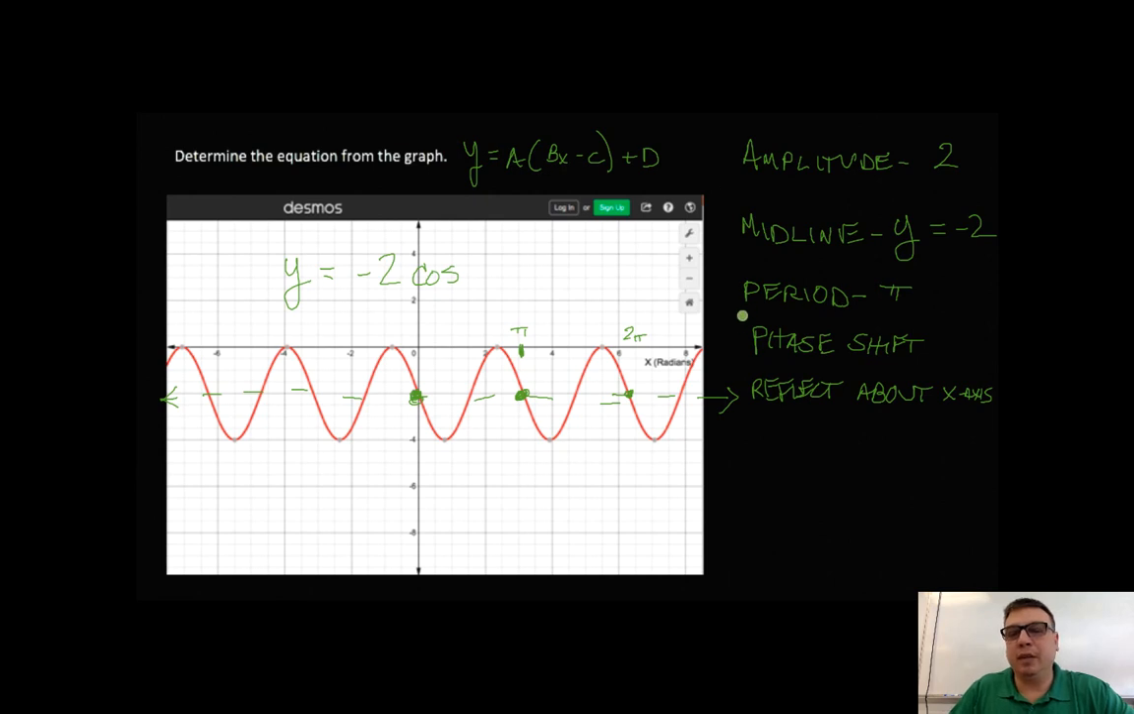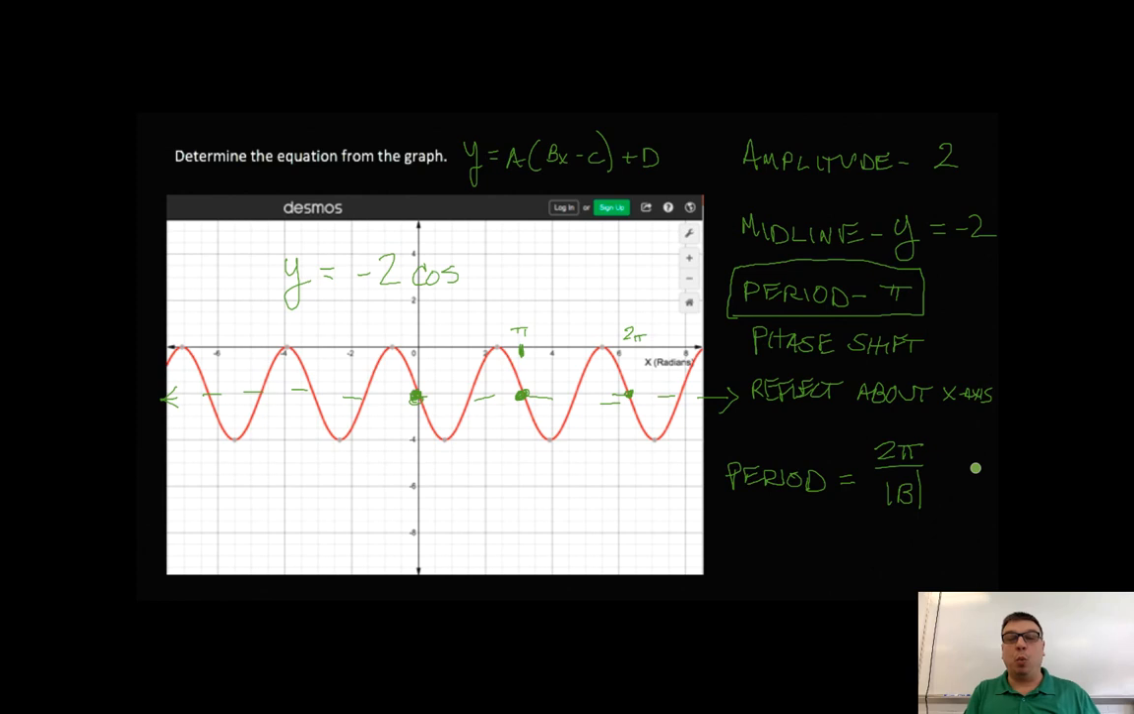But now, I notice that the period has changed. My period is going to be, the general equation for it, my period is equal to 2 pi divided by the absolute value of b. So if I had an equation, I would go from there. Well, now, knowing that the period is only pi, that means that 2 pi divided by the absolute value of b is equal to just pi. So that means that b will have to be 2.